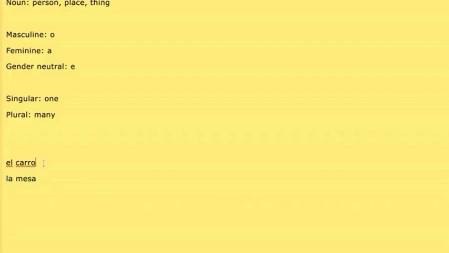But you can see how the gender of it is actually influencing what's going on around it. Now, another thing too is if I were to say the fast car, carro rápido, you can see that it's ending in an O, just like carro.